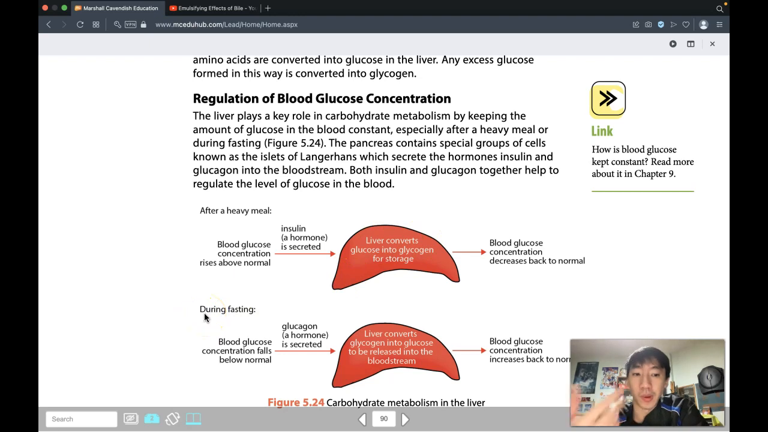But what if it's the opposite way? During fasting, you don't eat for some period of time. Blood glucose concentration would fall below normal. So glucagon, which is a hormone, is secreted from the pancreas. The liver will convert glycogen into glucose to be released into the bloodstream. Blood glucose concentration increases back to normal. So these two are like the opposites of each other. Insulin and glucagon are working opposite of each other.